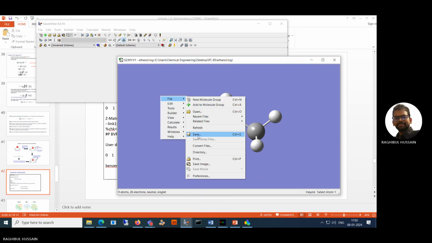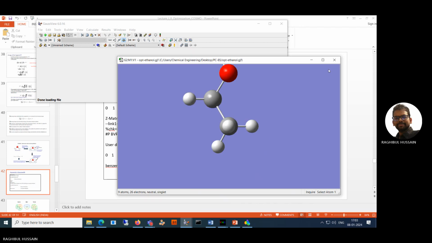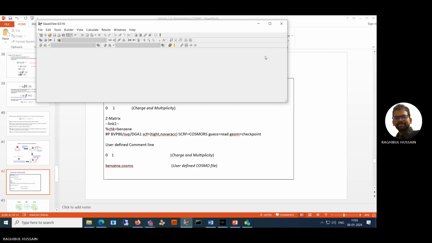So after this, save this file again as opt ethanol, and make sure you uncheck write Cartesian. So it will save the file in the Z matrix coordinates. Yes, uncheck write Cartesian and save this. It is saved as a GJF file. So write opt ethanol to not get confused with the original ethanol.gjf. Yes, now save this file. Default file type, yes, default. Save this file.